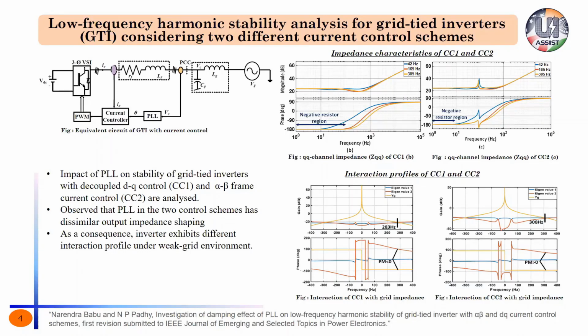So instead of directly looking into inverter-inverter interactions, we went with a basic level study. I mean to say, we first considered interactions between a grid-connected inverter and a weak grid impedance, which is reflected in the figure shown in the slide, the equivalent circuit of a grid-tied inverter with current control.